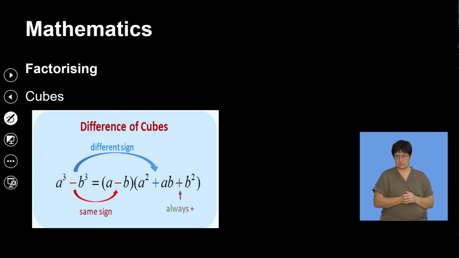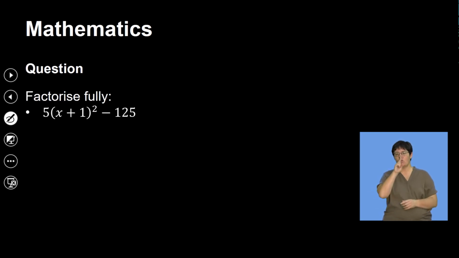Let's look at a difference of cubes. With a difference of cubes, still the same concept. If it's a minus here, my binomial will also have a minus. And then the second term of the trinomial will have a different sign, which is a plus, but the last term is forever a positive. Now let's look at some factorizing fully.